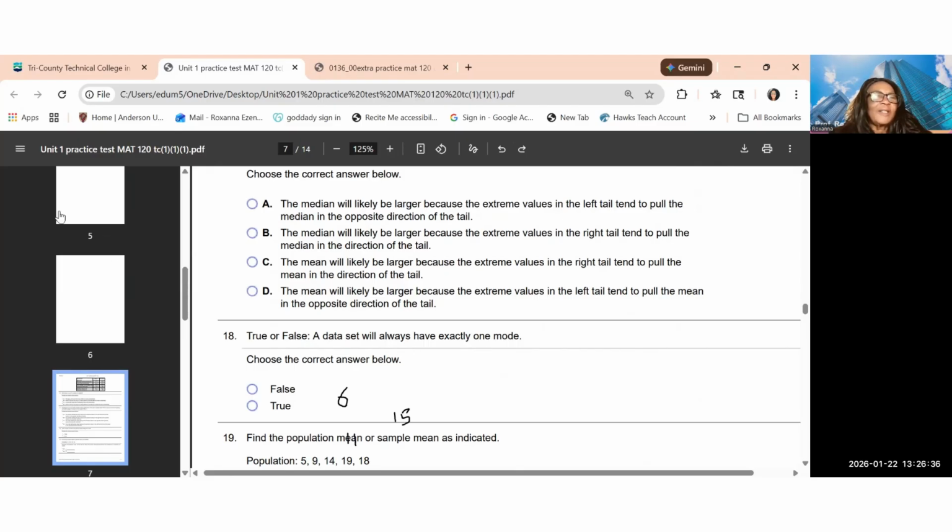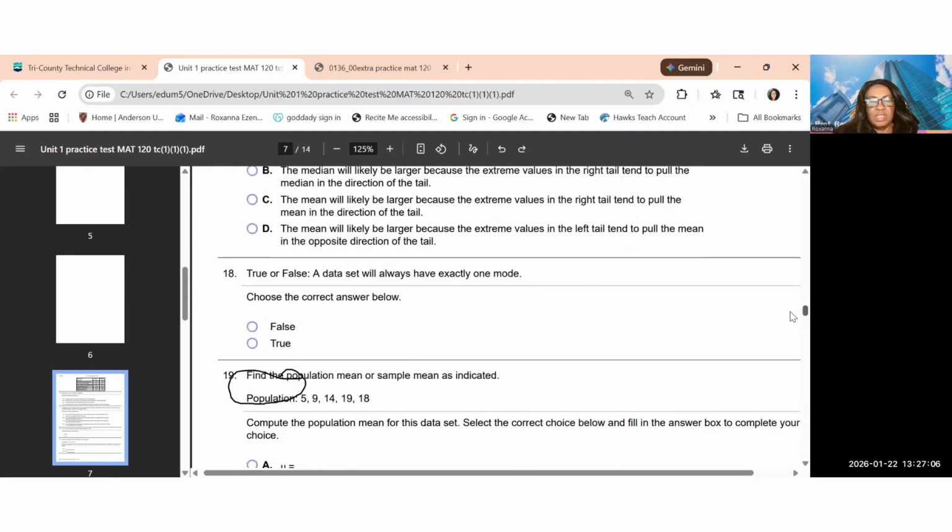True or false, a data set can have more than one mode. So that is false. A data set can have more than one mode. It can have 3 modes, you can have no mode. So that is false. So these are the kind of questions we have in this section. They are not difficult questions.